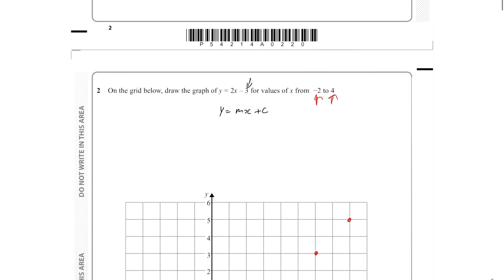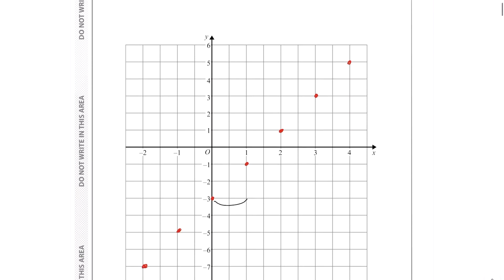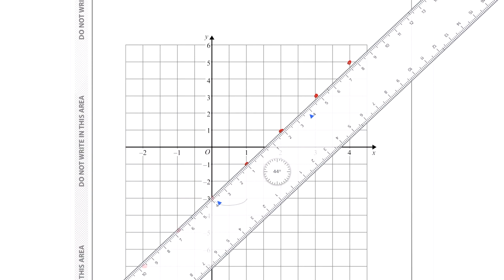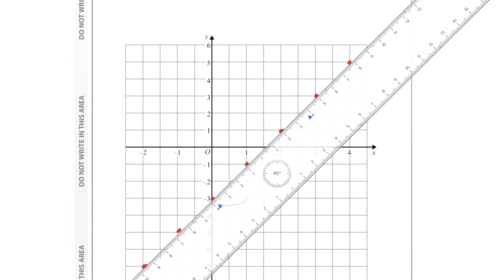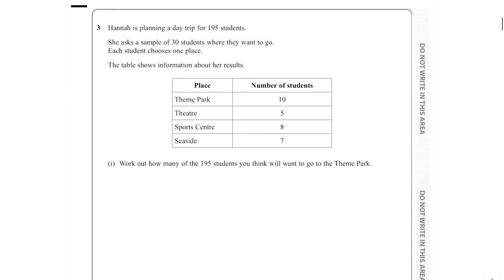So we have now plotted the points from minus 2 to 4. We're going to use a ruler and draw a straight line through them. So we're going to connect the points together using a ruler, and draw a straight line straight through them like that. Put the ruler away. Moving on to the next one.